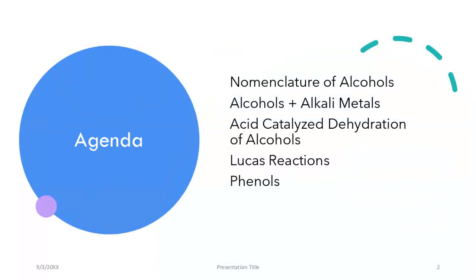So I put like an agenda kind of thing. I have a lot to go over, but I won't keep you too long. So I'm going to go over nomenclature of alcohols, and these are the three reactions of alcohols you'll need to know: the reaction of alcohols and alkali metals, acid catalyzed dehydration of alcohols, and Lucas reactions. And then I'll go over some stuff about phenols.